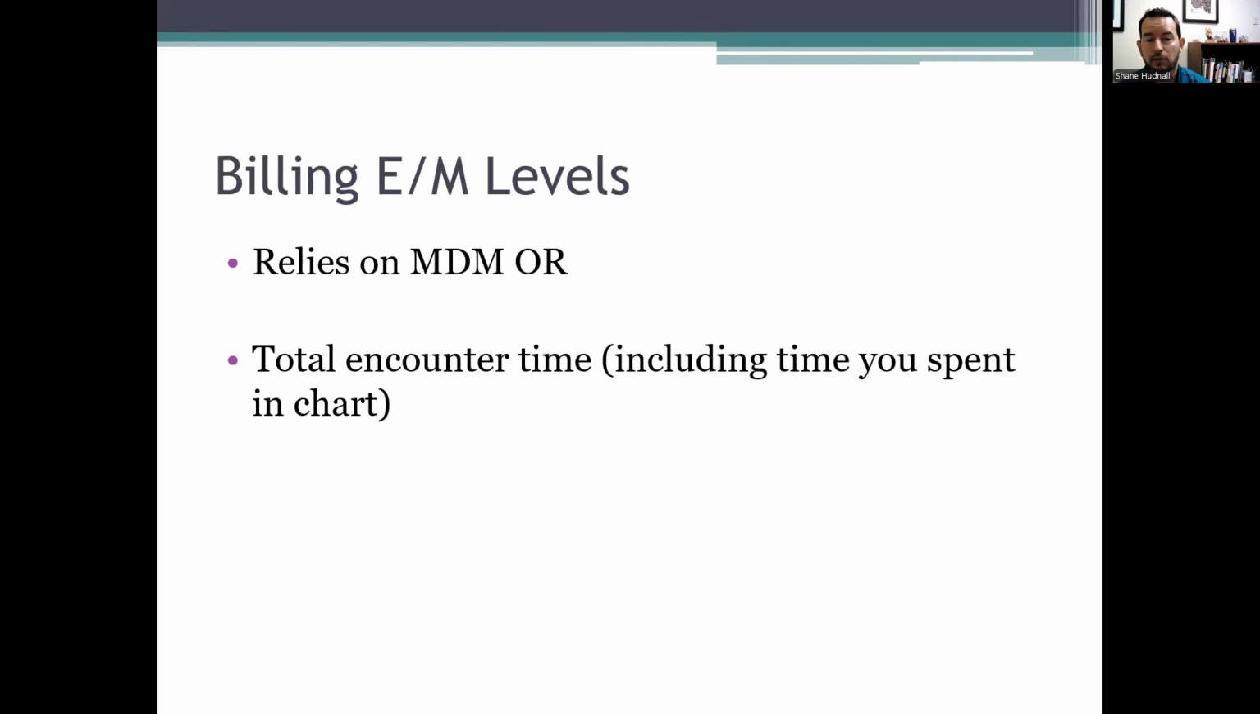So the billing E&M levels rely on one of two things, either the MDM, which we'll go over in a moment, or the total encounter time. This is the time spent in the chart, and it must be on the same date as the encounter. So if you did chart review the day before or wrote your note the day after, that does not count. But on the day of the encounter, it includes medical record review, writing the note, time spent that day on imaging and reviewing that imaging with the patient, coordinating care for the patient, and counseling, answering questions. All of that is included if you're going to bill on time.